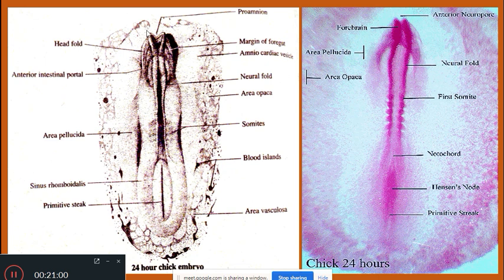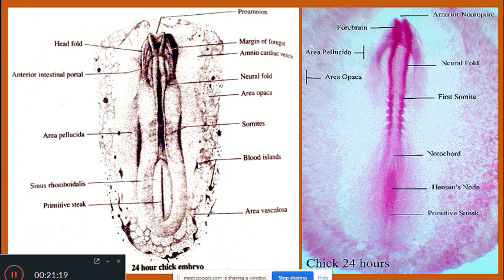The central area is the area pellucida and the outer area is the area opaca. You can see here, this is the area pellucida and this is the area opaca. It is in the area opaca that you can see aggregates or small clusters of mesoderm cells.